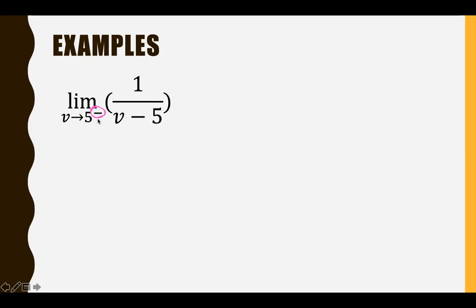If it is 5 from the left, we will always remember the r. If you can remember, r is the exponent. So if r is even and if r is odd, let's try to recall, and you can scan over your notes. If r is an even number, then the answer is positive infinity. And if r is an odd number, then it is negative infinity. So let's analyze this specific example. The limit of 1 over v minus 5 as v approaches 5 from the left.